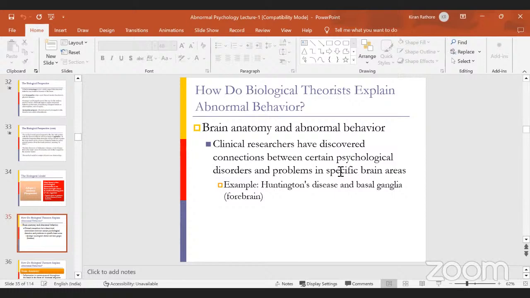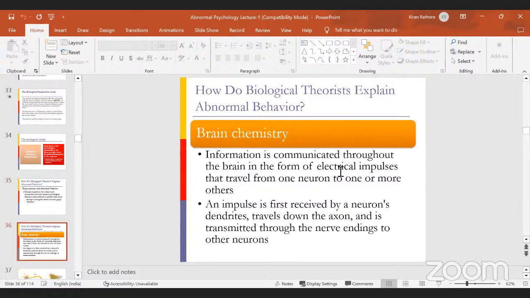Okay, so brain anatomy. It's like there is some sort of structural problem. Researchers have found, when they did post-mortem studies and scanned the areas of the brain, that there are connections between certain psychological disorders and problems in certain specific areas of the brain. For example, Huntington's disease, a type of dementia, has a relationship with the basal ganglia. Something goes wrong with the basal ganglia or forebrain of a person's brain.